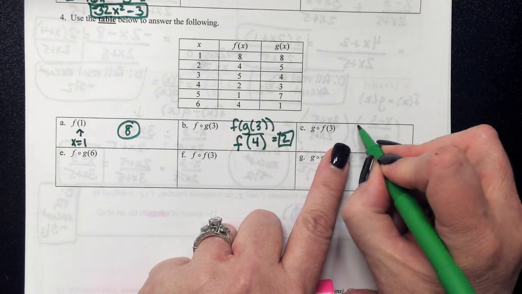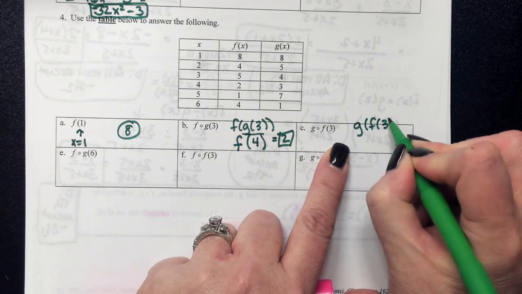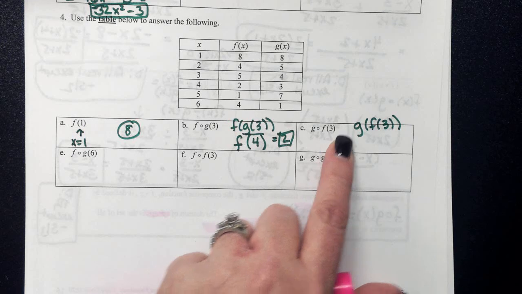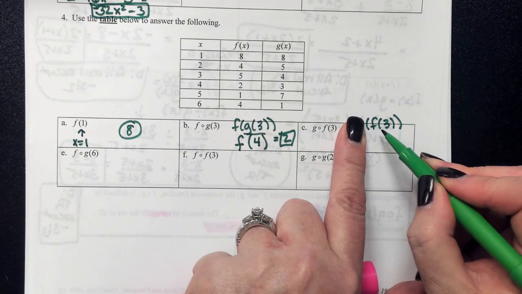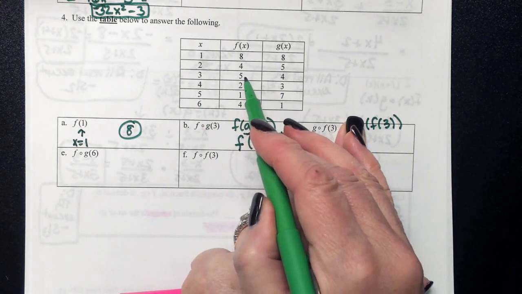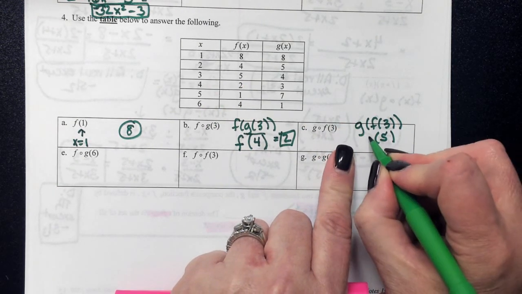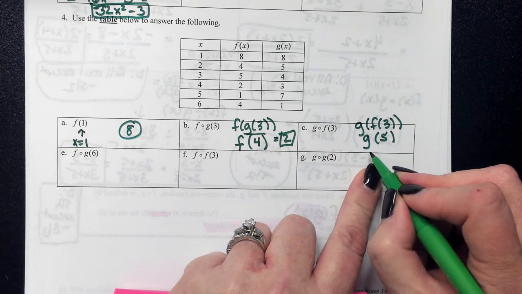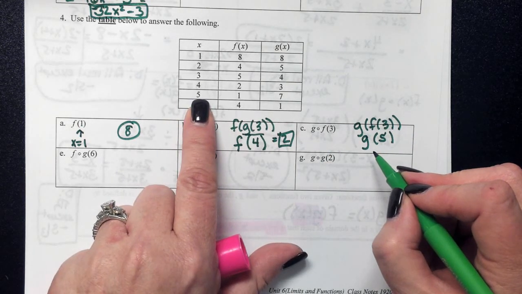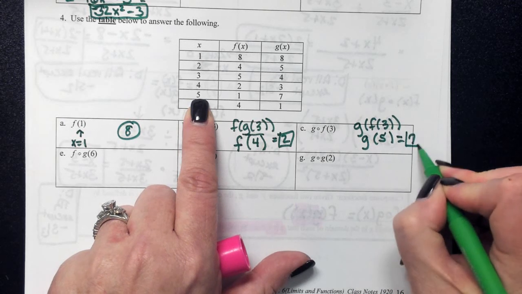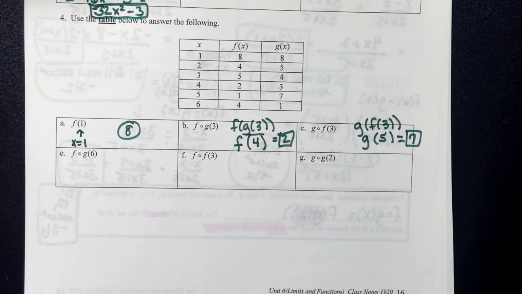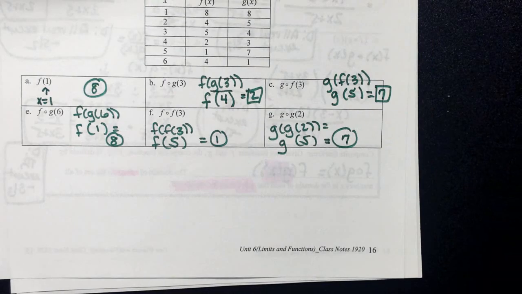So for C, g of f of 3. Find your f of 3 first. So when x equals 3, the output for function f is going to be 5. Now look on the outside, and you want to find g of 5. And what is g of 5 going to be equal to? G of 5 is equal to 7. You guys go ahead and do the next 3 on your own. 8, 1, and 7. So any questions on reading the table?